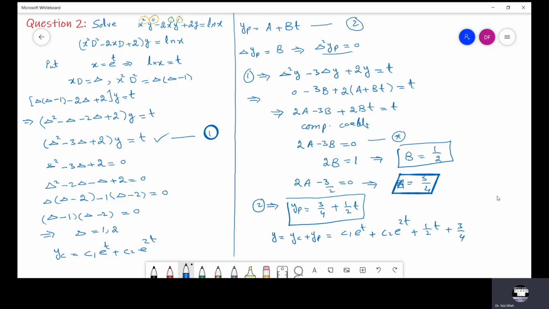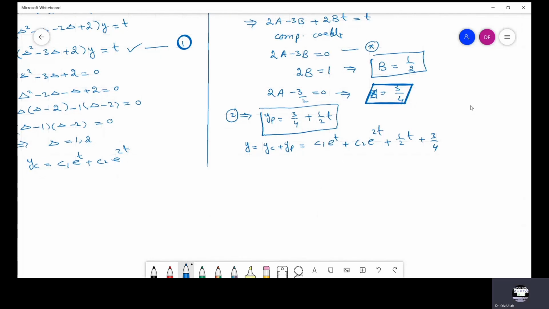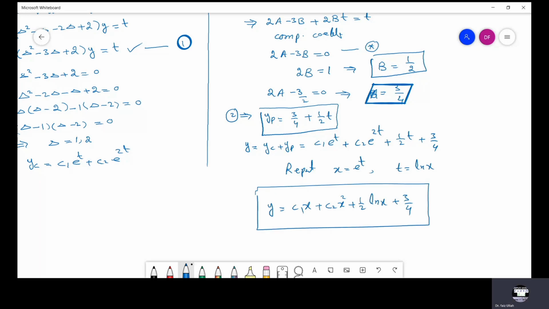And now let us re-put the values. Re-put x is equal to e power t and t is equal to ln x. So we have y is equal to c1x plus c2x square plus 1 over 2 log x plus 3 by 4. And that is the required solution of the given problem. That's all.